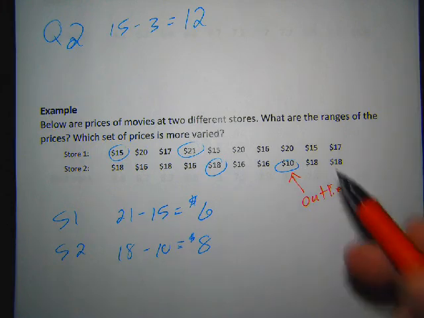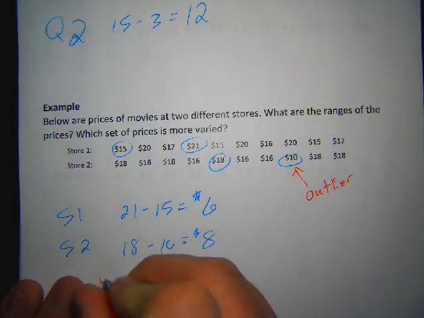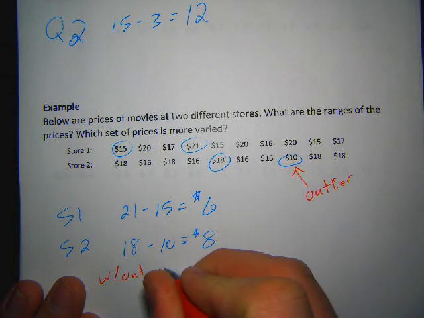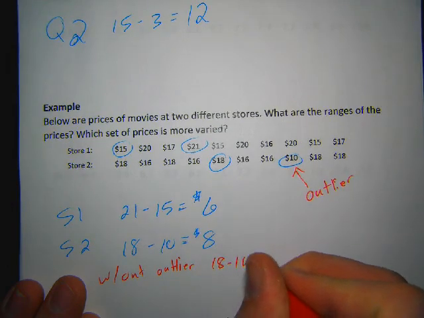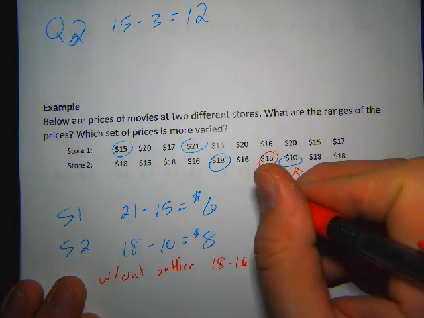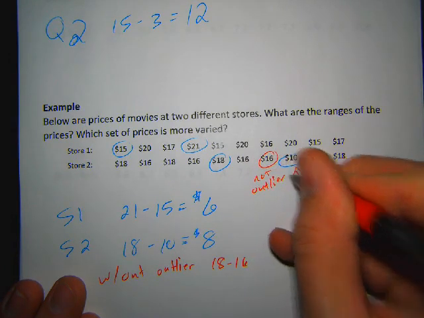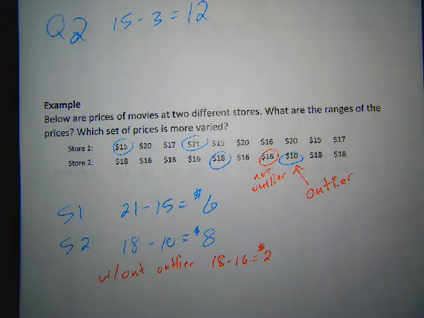You know, here that's what happened. This one outlier that's so different than everything else, this 10, it totally destroyed this range. If we do it without the outlier, the range for this set of data is just going to be 18 minus 16, because the top is 18, the bottom is 16, not an outlier. And so then the range is only $2. And you can see that, really, it's just that outlier, because otherwise store two doesn't have much range in their prices. Almost all their movies are about the same price. It just had one clearance movie for $10.